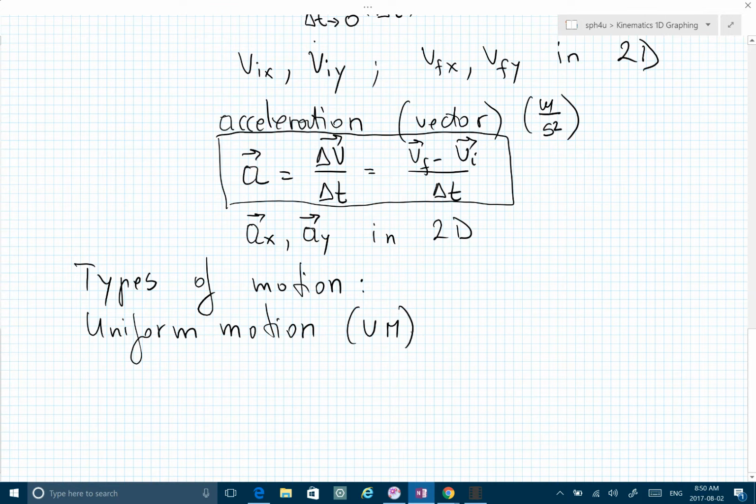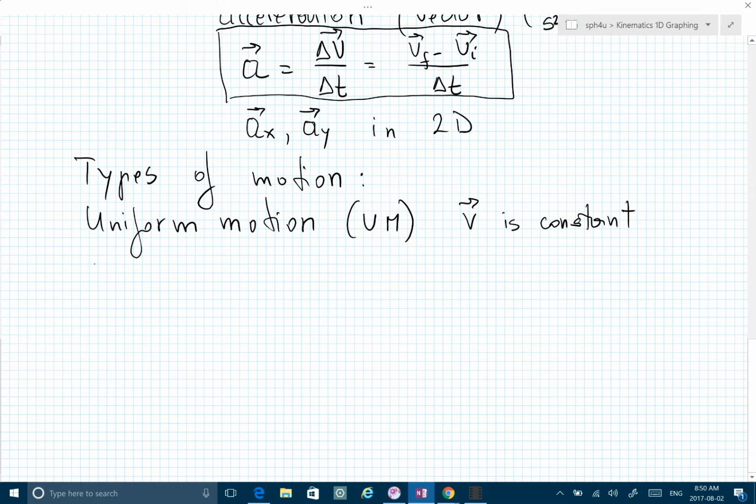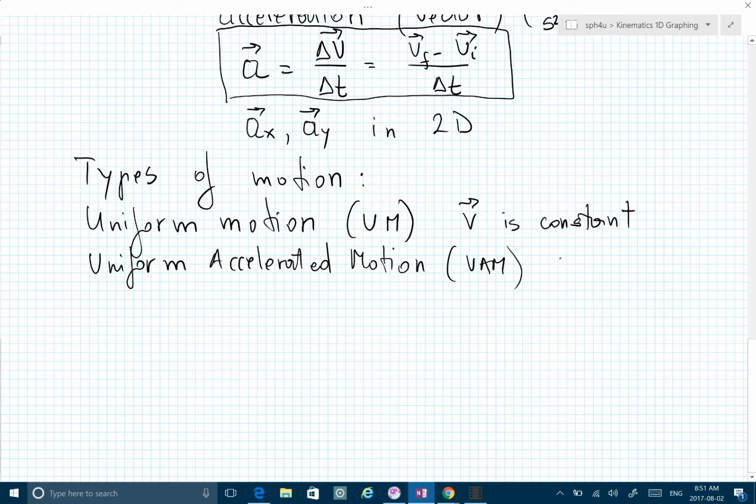I use the acronym UM, and what does uniform motion mean? That velocity is constant throughout the motion. All right, not speed, velocity. We have a uniform accelerated motion. I use the acronym UAM. In here, the acceleration is constant, not the velocity, all right? Not the speed, the acceleration.